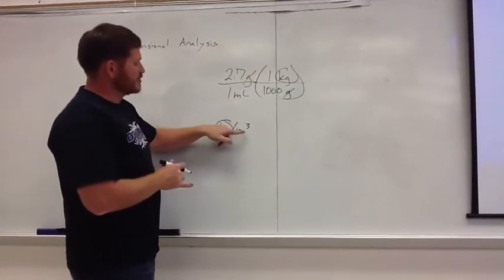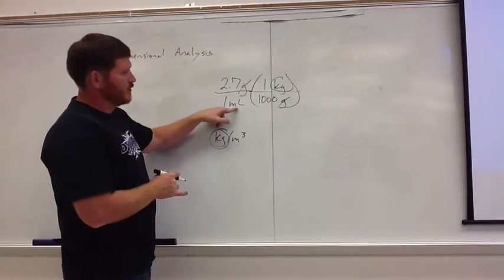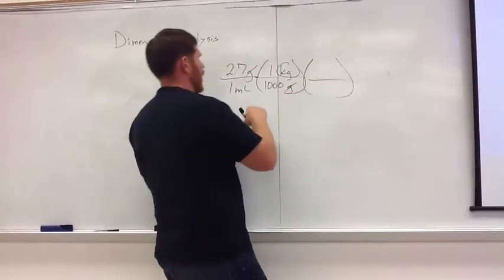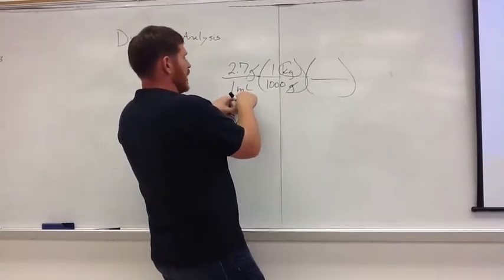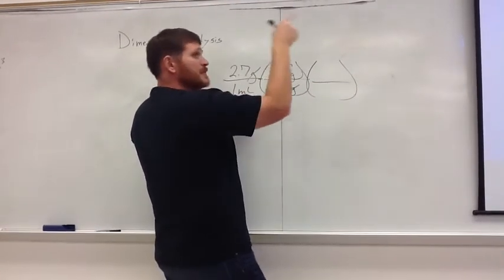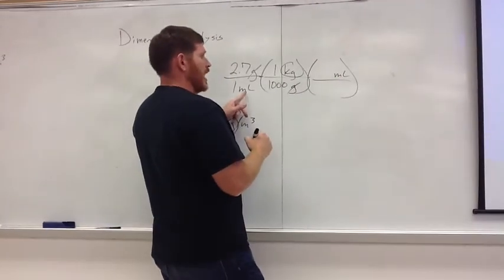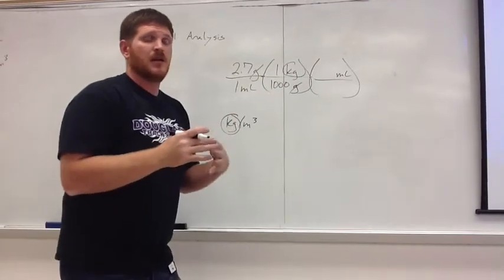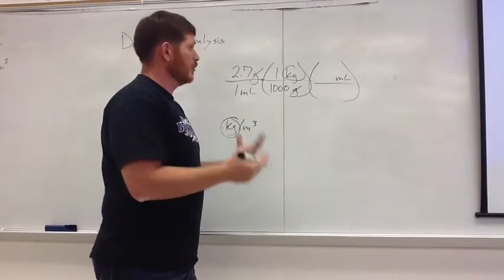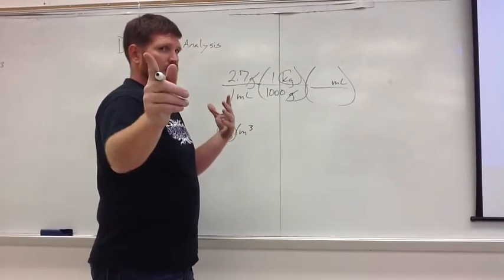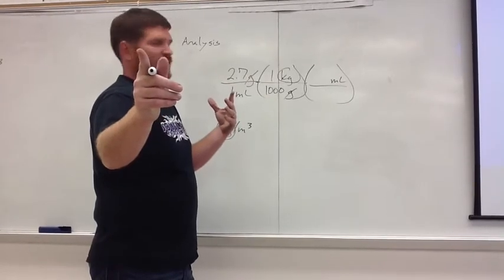Now I've got to get meters cubed from milliliter. All right, so here's how I do this. I am going to take milliliter, which is on the bottom, and I'm going to put an opposite function, so it's going to go up on top. All right, milli. What does milli mean? Milli means 1,000. The 1,000th.